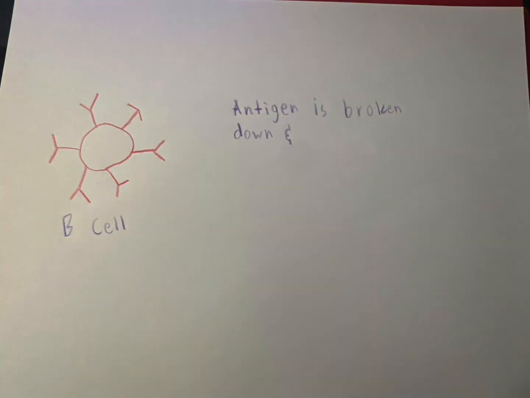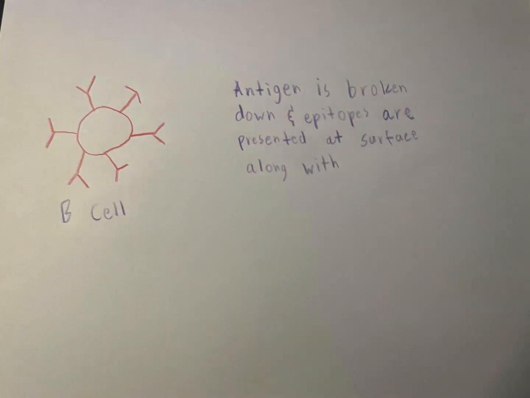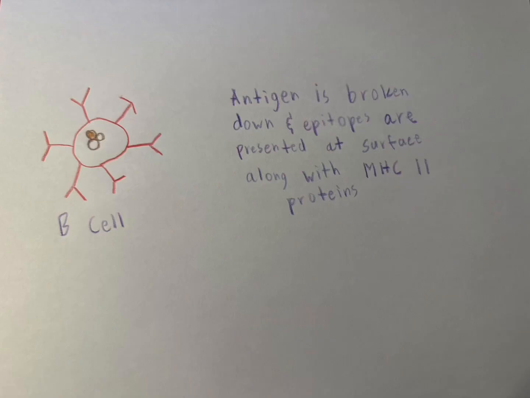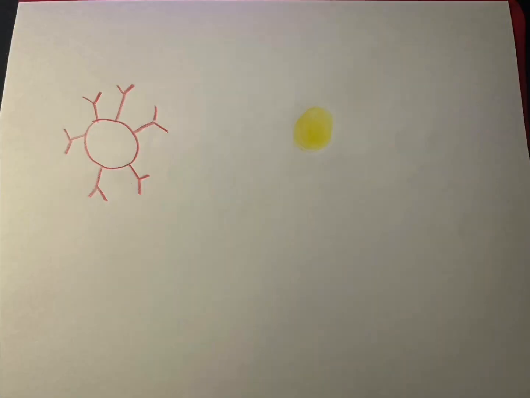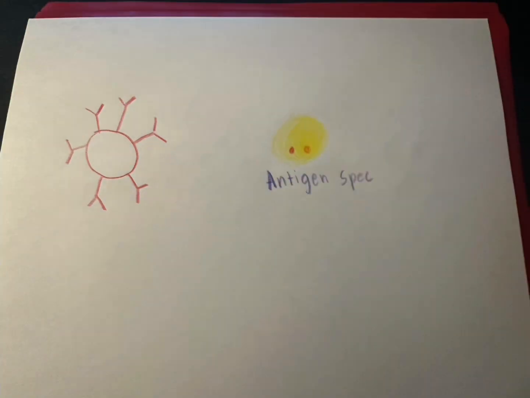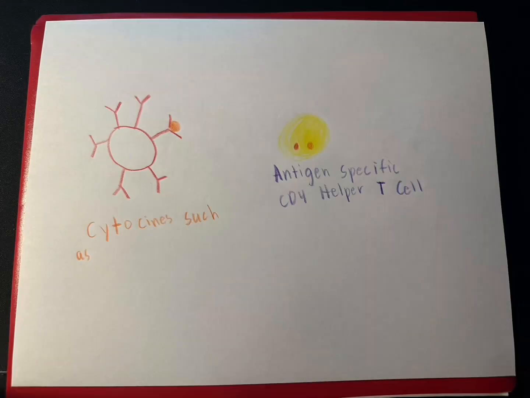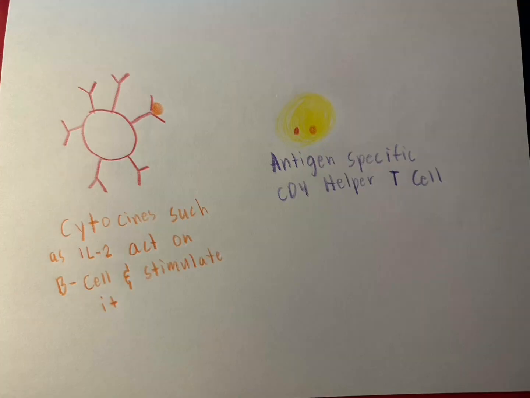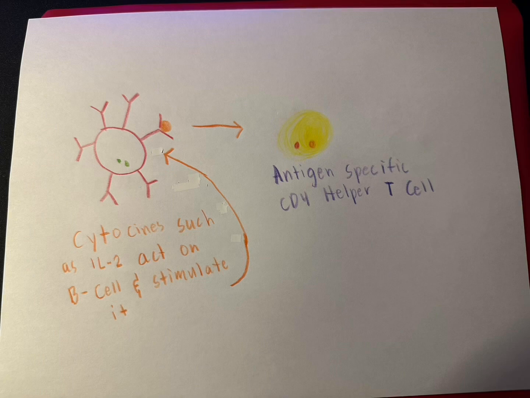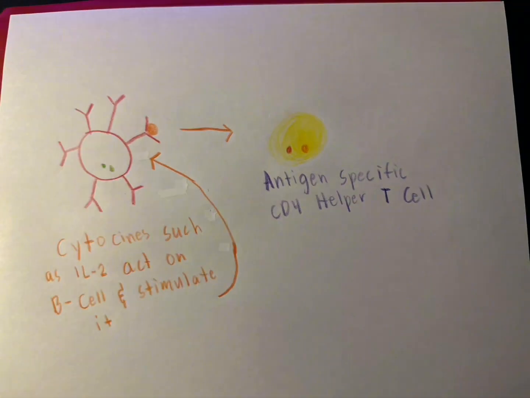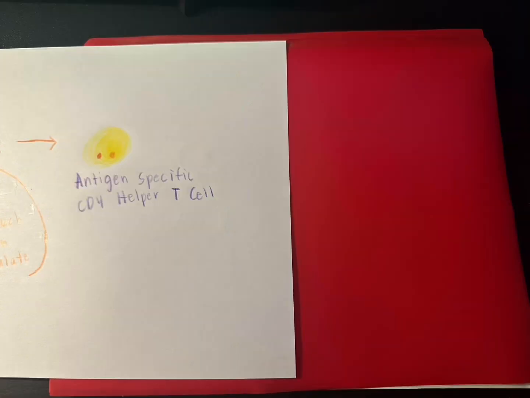Alright, moving on, crumpling this piece of paper, we have a new model of a B cell to display the next step, where antigens are broken down and epitopes are presented at the surface along with MHC2 proteins. Furthermore, this little dot that's being shown on paper is the activation of the helper T cell. What the helper T cell does is interact with the B cell that has recognized the same antigen that entered the body, and it releases cytokines such as IL-2 to act on the B cell and eventually stimulate it.